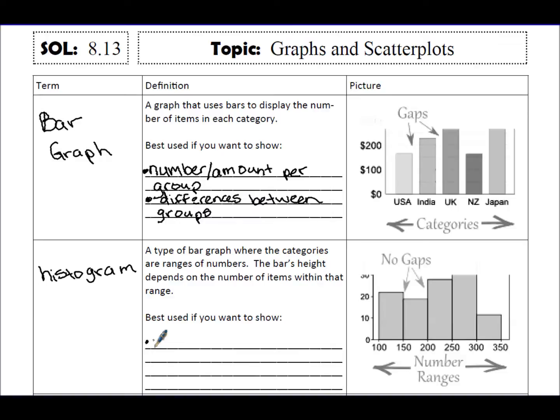So a histogram is best used if you want to show the number of items, data points, or people, whatever your graph is showing, that fall within a specific range. So the number ranges are your actual categories on the bottom. And you want to know how many items fall within each of those number ranges.